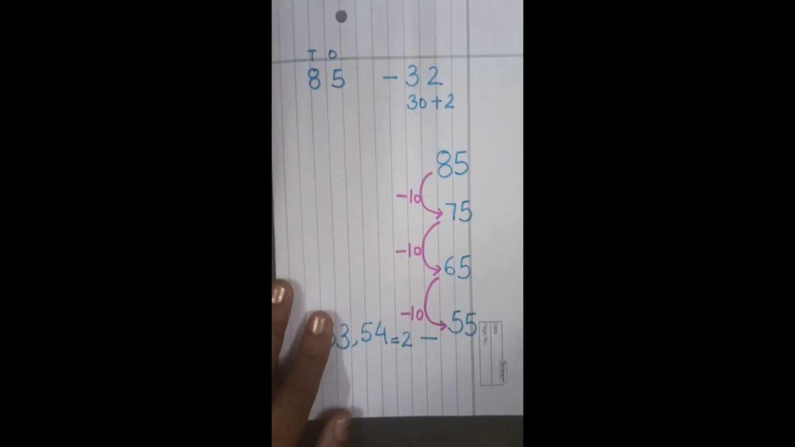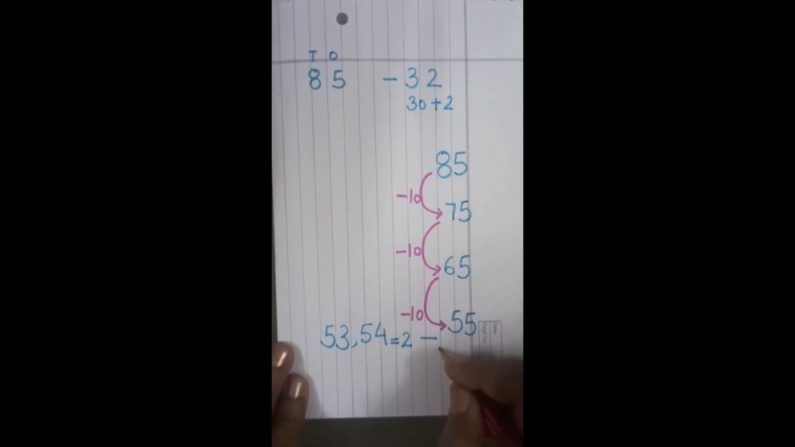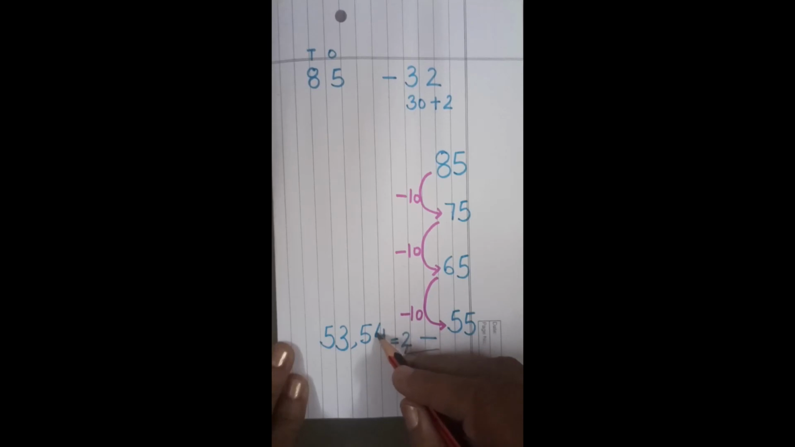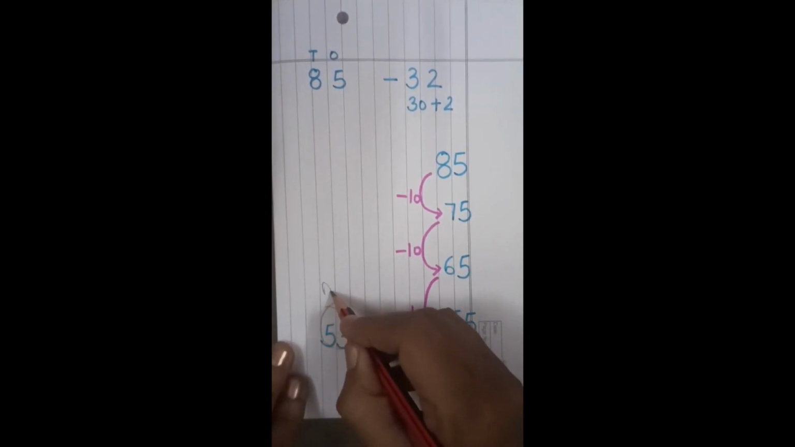So what have I done? I have done 85 minus 10, that is 75, minus 10, that is 65, and minus 10, that is 55. And we have to subtract 2 more times, so we have to move towards our left. So 55 minus 2 will make it 54 and 53, and that will be the answer.